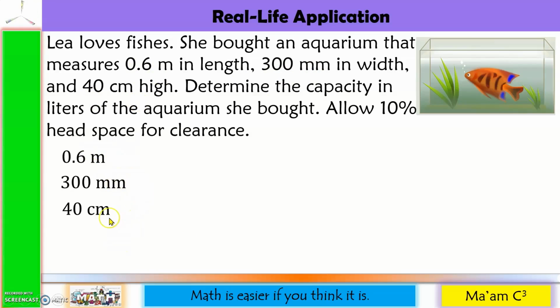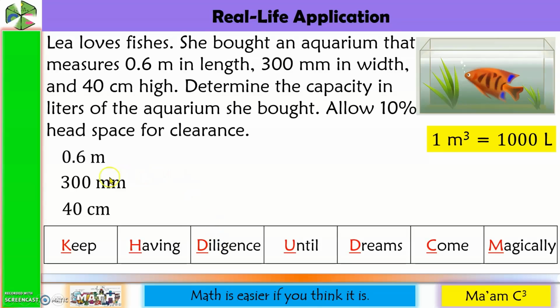Remember that the units must be congruent. So let us convert millimeters and centimeters into meters because we have a conversion factor: 1 cubic meter is equal to 1,000 liters. Let us recall our prefixes. So let us convert 300 millimeters to meters. That would be from M up to U. So 1, 2, 3. So the decimal point is here, 3 units going to the left. 1, 2, 3. So 300 millimeters is equal to 0.3 meters. Now for the 40 centimeters, that would be from C up to U. So 1, 2. Decimal point here, 2 places going to the left, 1, 2. So 40 centimeters is equal to 0.4 meters.